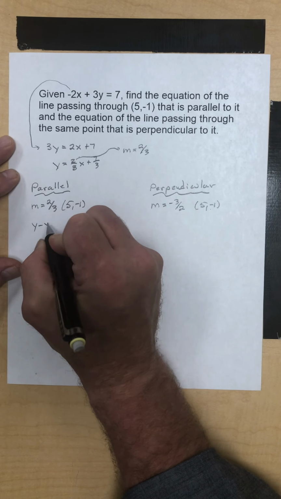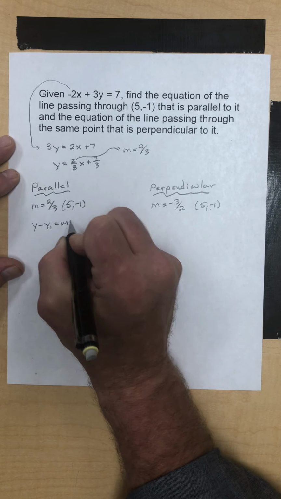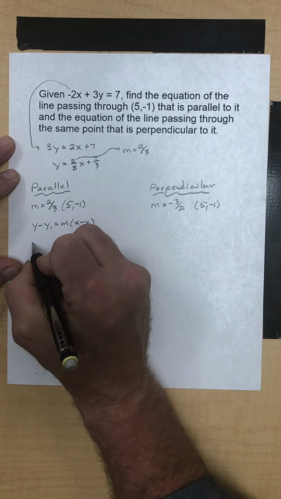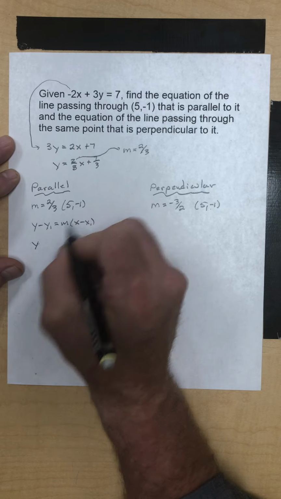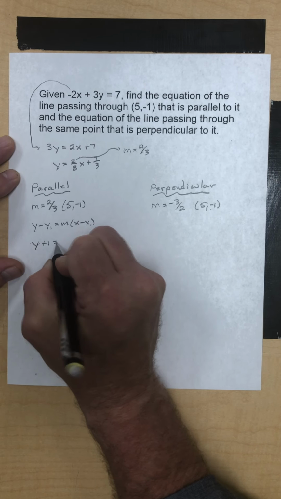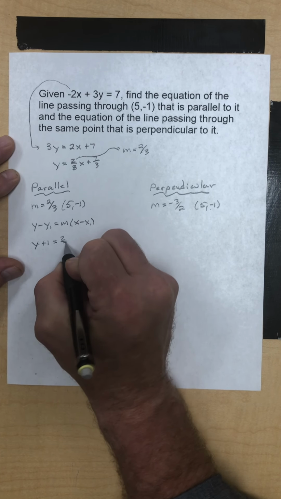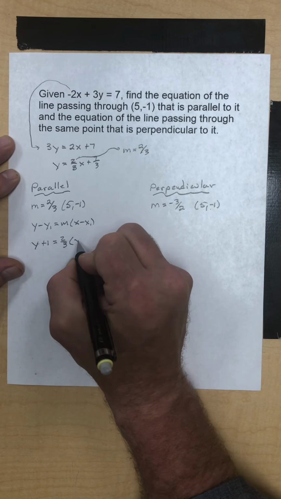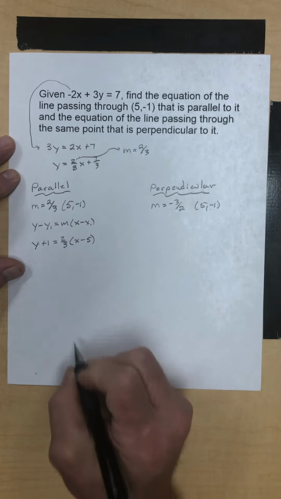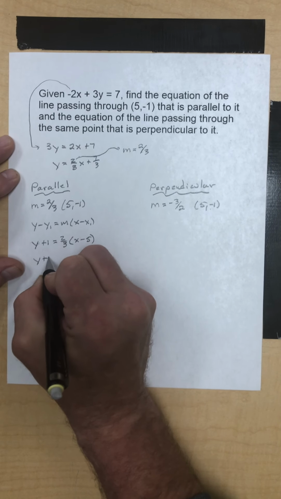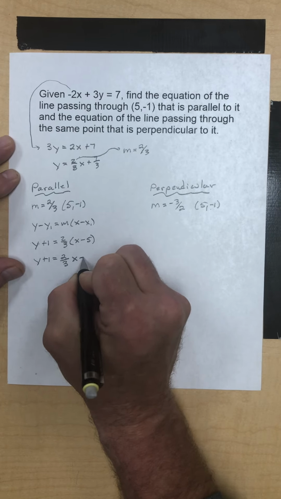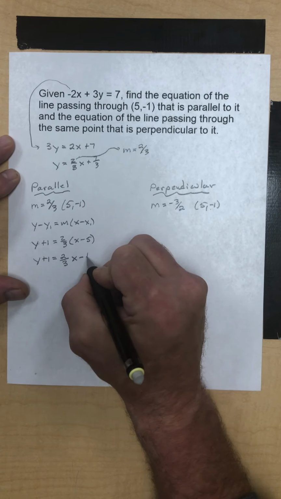I don't have a y-intercept, so I've got to go to my y minus y sub 1 equals the slope times the quantity of x minus x sub 1. So I get y minus negative 1, that's y plus 1, equals the slope, which is 2 thirds, times the quantity of x minus x sub 1, so it'd be x minus 5. So I get y plus 1 equals 2 thirds x minus 10 thirds.